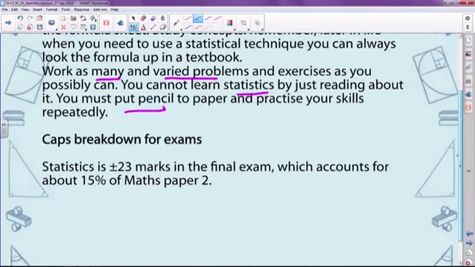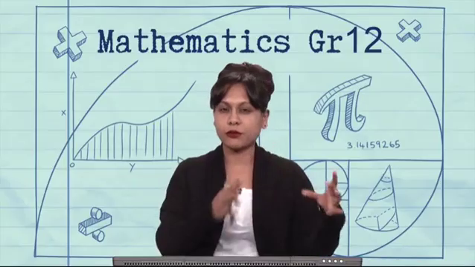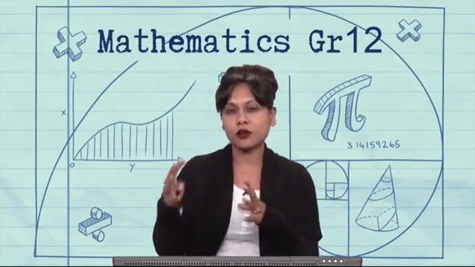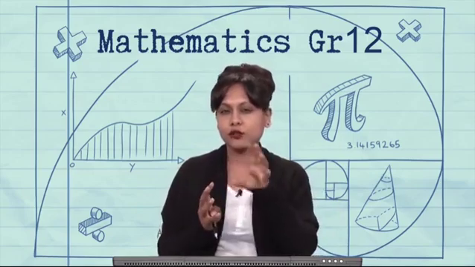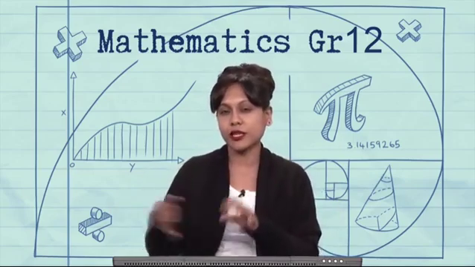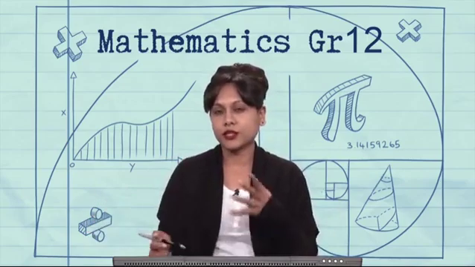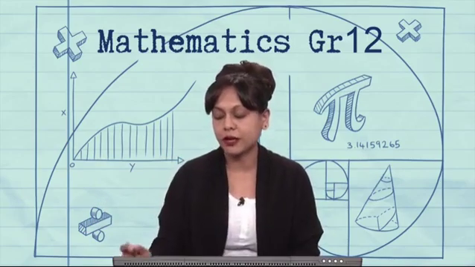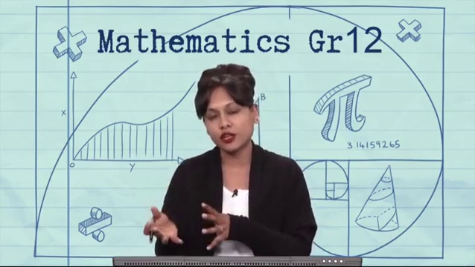In terms of the CAPS breakdown for statistics in the exams, it accounts for plus minus 23 marks in the final exam, and this accounts for about 15% of maths paper 2. Now, in grade 12, the two new sections that you learn in statistics are regression and the correlation coefficient. Before we start doing our past paper questions, I'd like to remind you about regression and then the correlation coefficient.